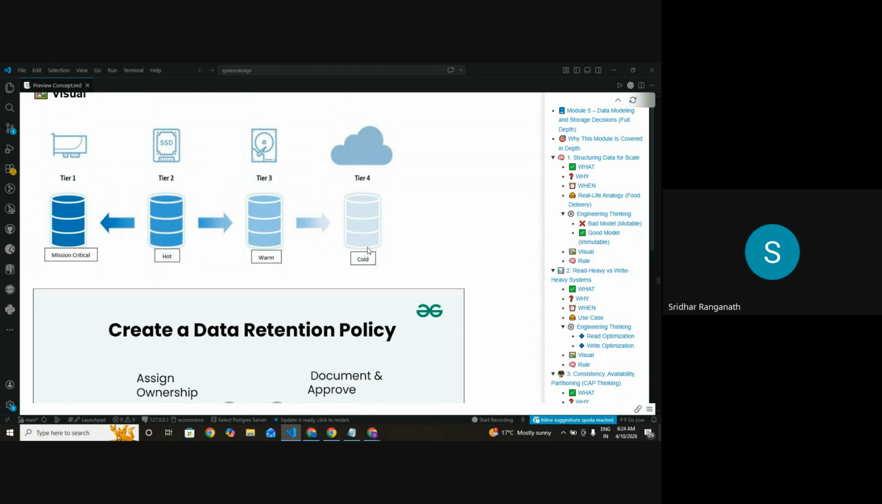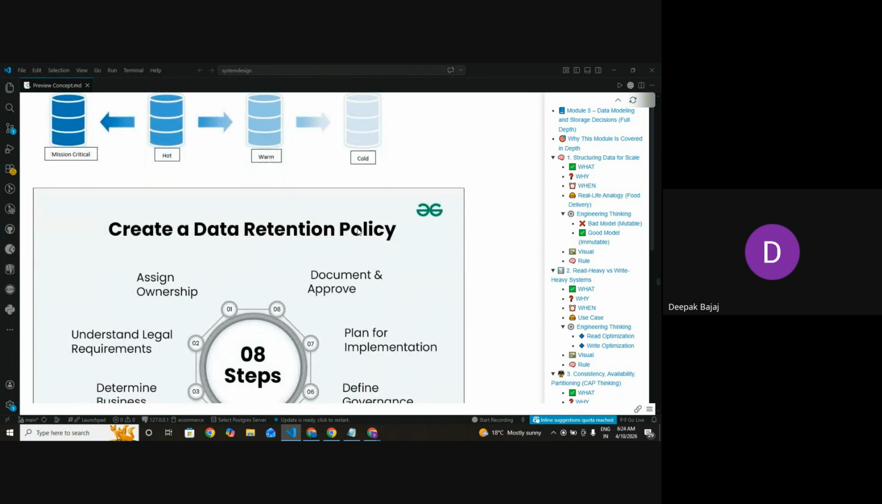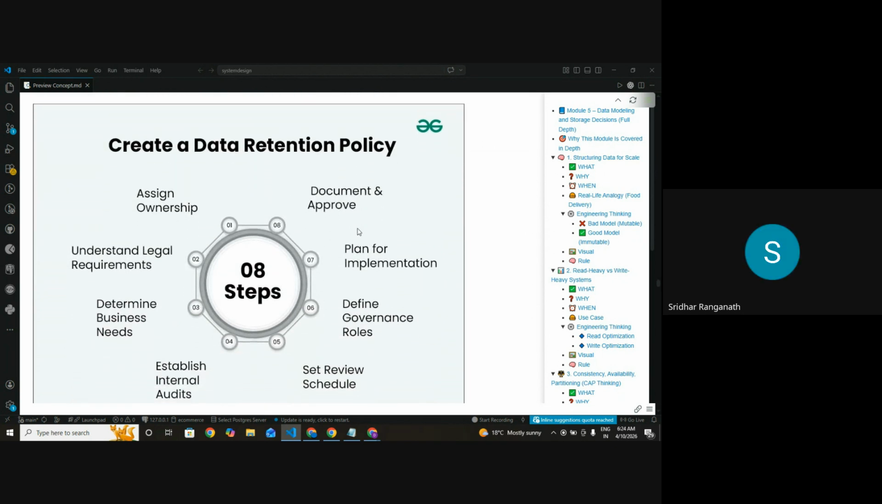So what is warm in that case? I was thinking warm is archive. What is warm? It means data which is not frequently required, but it's required, just not frequently. Makes sense. Cold means not required, but it should be there. You cannot delete it.